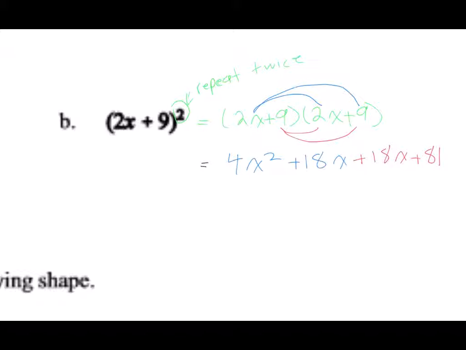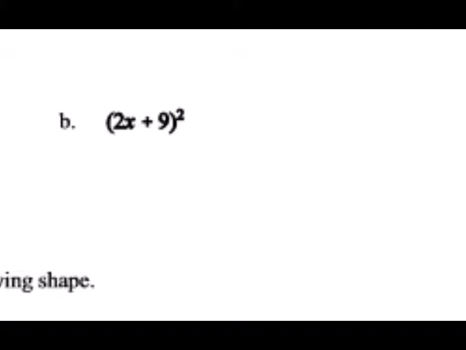And now let's collect the like terms. The only like terms are in the middle, so we're going to start with 4x squared, nothing to change, but we're going to end up with positive 36x plus 81. And we're done.